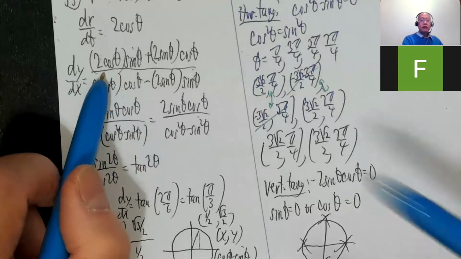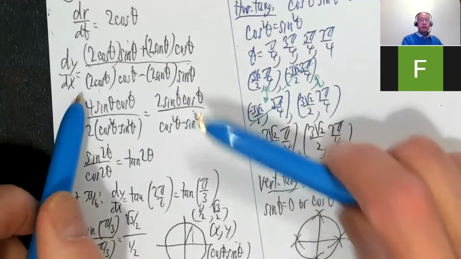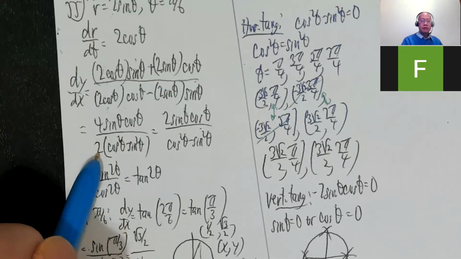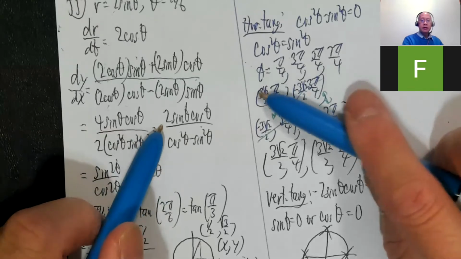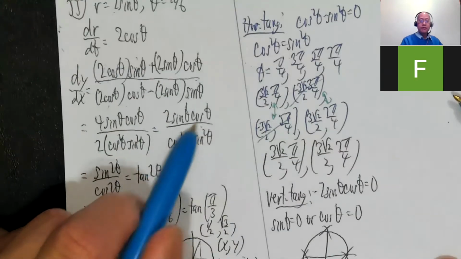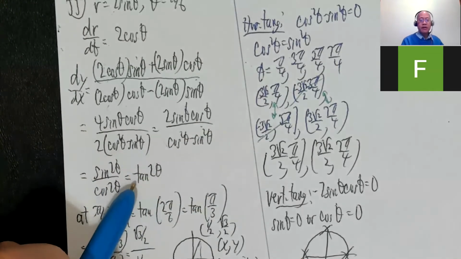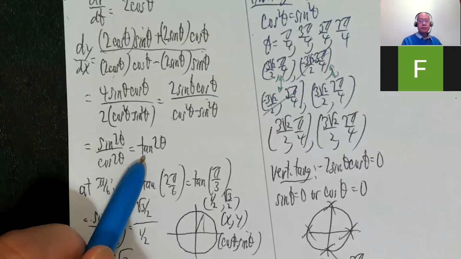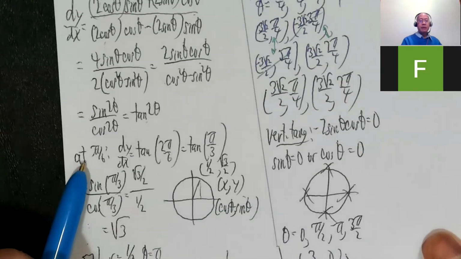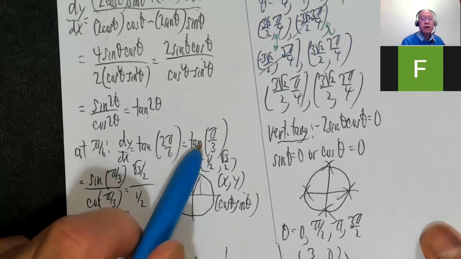All right, so we look at the numerator. That's the same as that. So 4 sine theta cosine theta over 2 cosine squared minus 2 sine squared. Factor out the 2. So I have 2 sine theta cosine theta over cosine squared theta minus sine squared theta. This happens to be the formula for the sine of 2 theta. This happens to be the formula for cosine 2 theta. So the best way to write the final answer is tangent 2 theta. So dy/dx is tangent 2 theta. Now they tell me at pi over 6, so I just put in pi over 6. So dy/dx is tangent of 2 pi over 6, which is pi over 3.